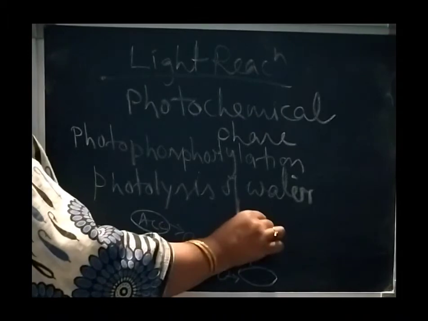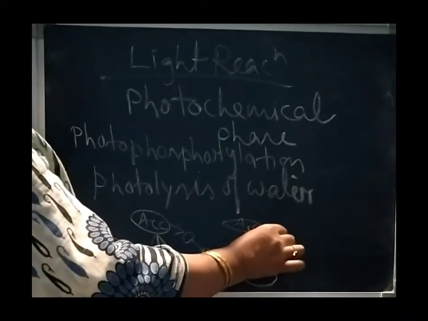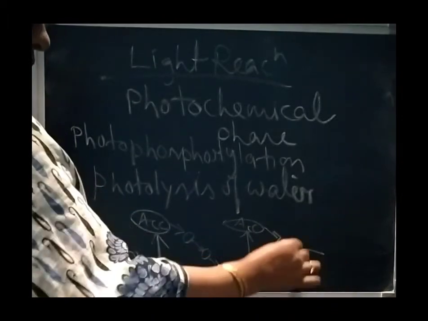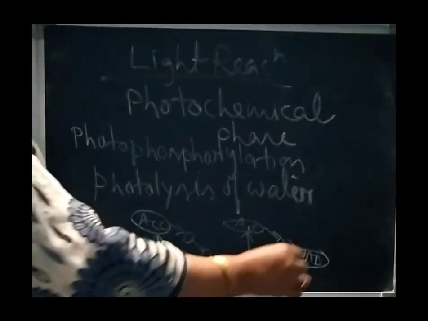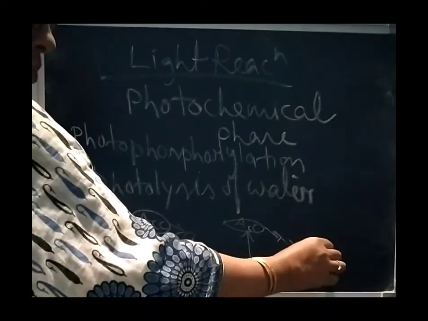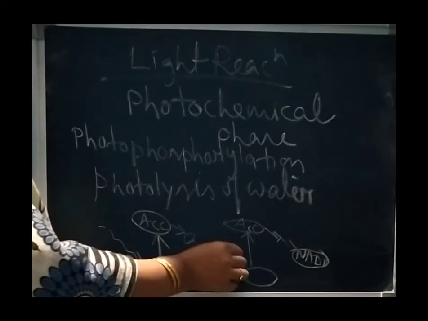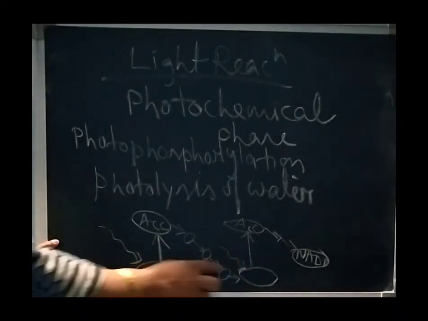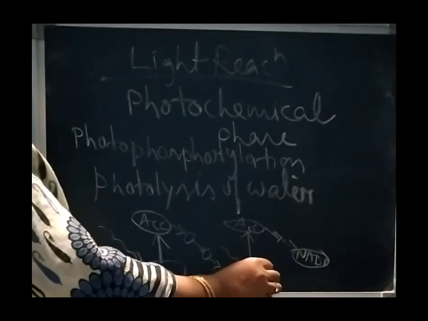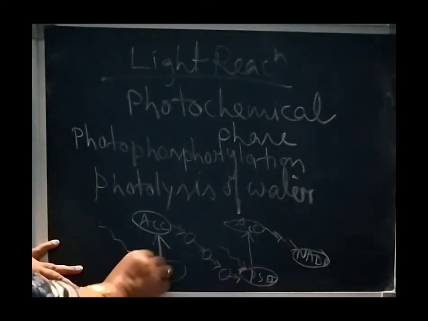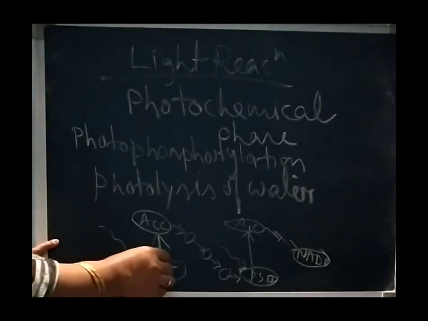This type of diagram is there in your book, and finally the electron is accepted by NADP. So everywhere photons of light are falling. Now who are those LHCs? This is the LHC that is PS2, and this is PS1. You know what these PS1 and PS2 are.